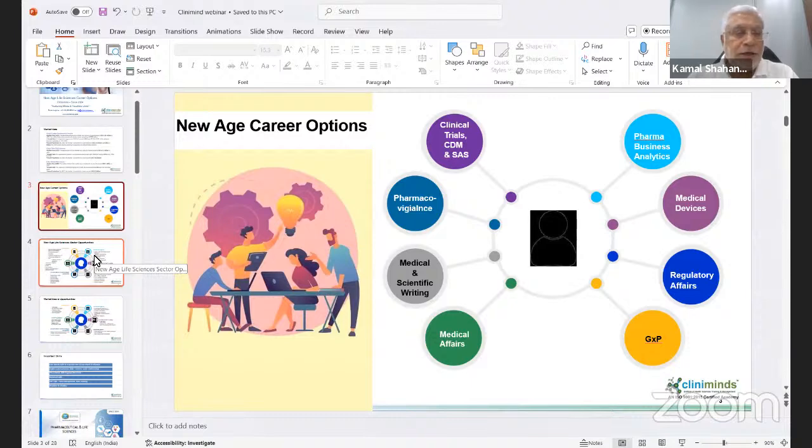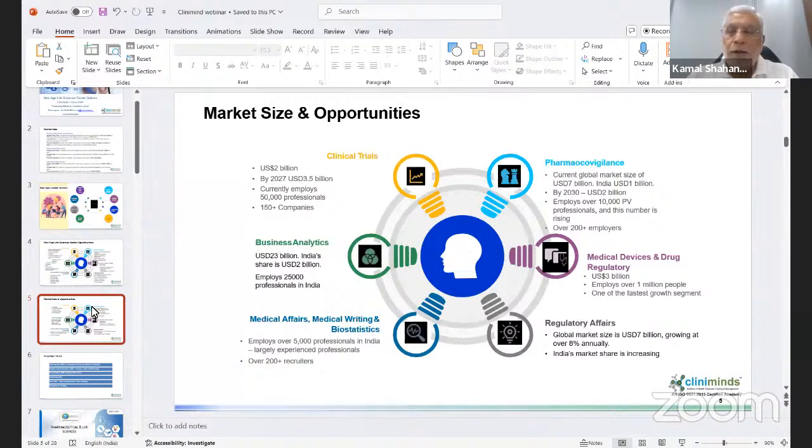Let me change the slide now. So we have already spoken about how growth is coming into India in terms of clinical trials or analytics. All these areas are constantly creating workforce. So this we have already spoken about.